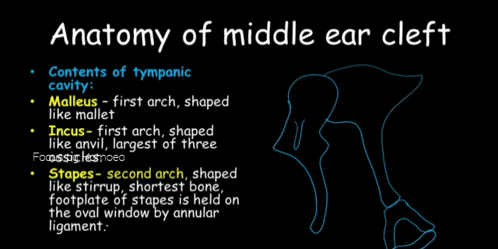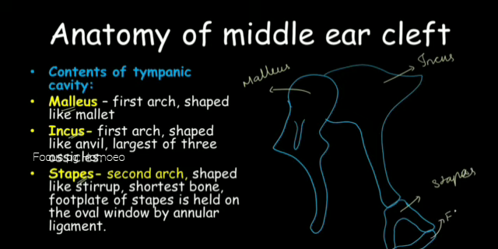Since first year we all know that there are three bones inside the tympanic cavity, and those were malleus, incus and stapes. So here comes the malleus, and then comes our incus, and at last comes our stapes. And this is the foot plate of stapes, which gets inserted into the inner ear, it will be getting connected to the inner ear.